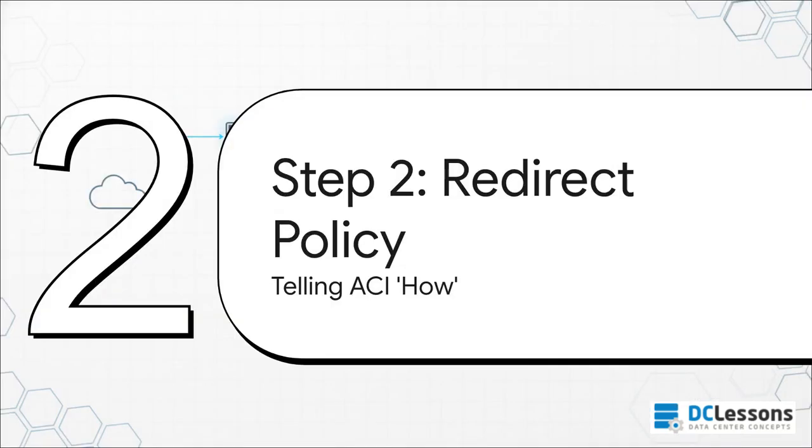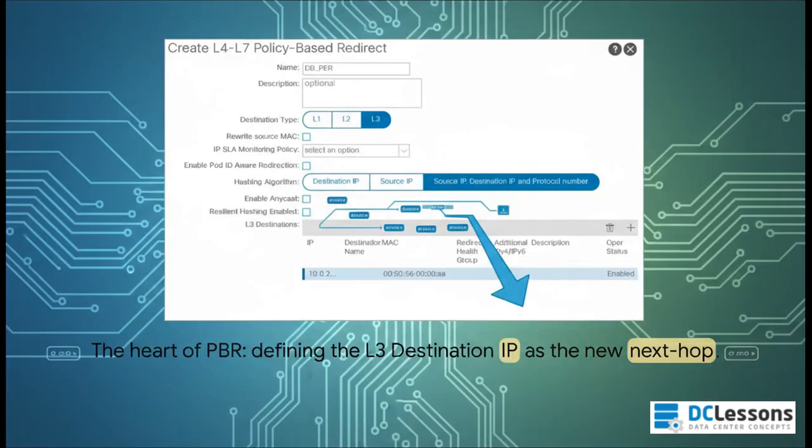On to section 3, creating the redirect policy. So at this point, ACI knows our firewall exists, but it doesn't have any instructions. It's just sitting there. This is the step where we write the actual orders. We create the core instruction set that says, hey, for certain traffic, here is the new next hop you need to use. Now this screen, this is really the heart and soul of the whole PBR config.